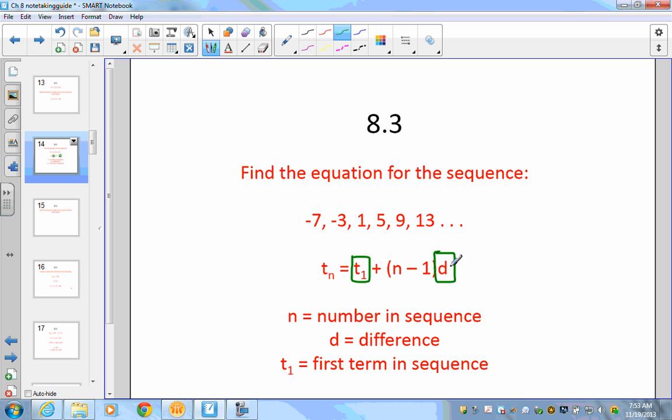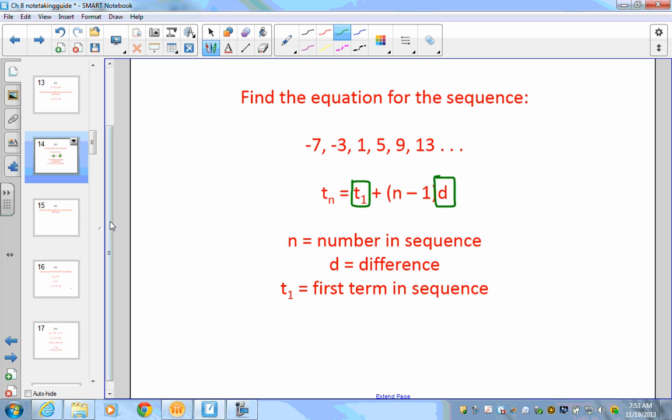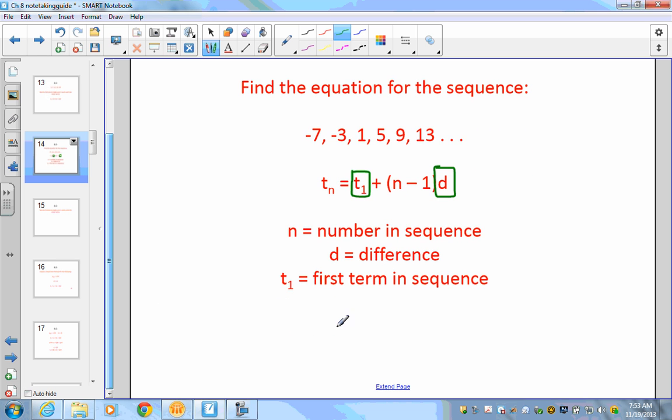Now, feel free to pause the video and go ahead and work all this out, and then we will come back and check it once you hit play again. So go ahead and pause it right now. Okay, hopefully you paused it and pressed play again. So let's go ahead and work this out.